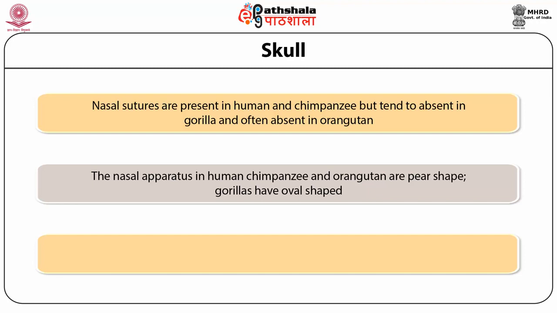Infranasal spines are sharp in humans, but absent in apes. The premaxilla is fused to the maxilla in humans, but it is well marked in apes. Alveolar prognathism is well marked in apes, but variable in humans, which makes the face more vertical compared to apes. These are the important characteristic features of the skull which distinguish apes and humans.